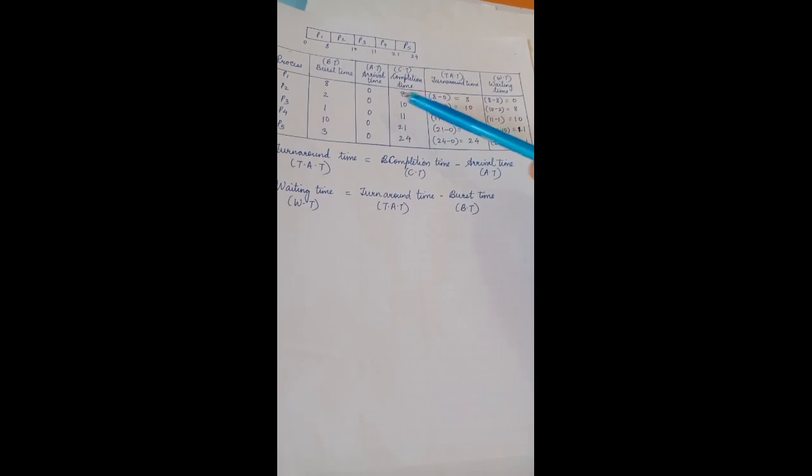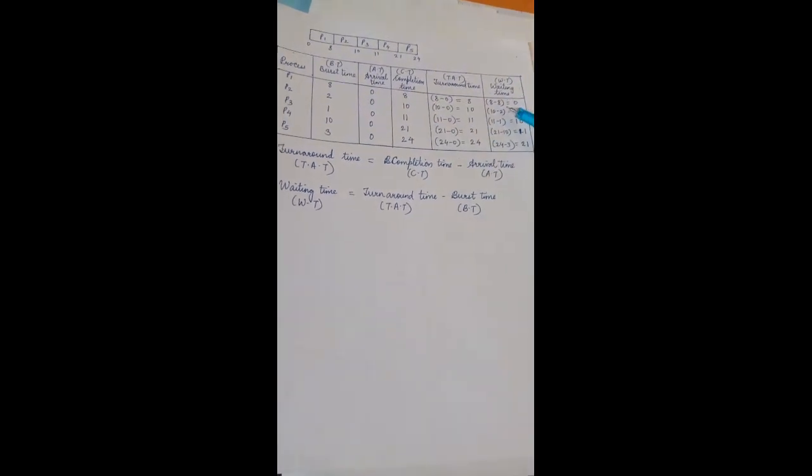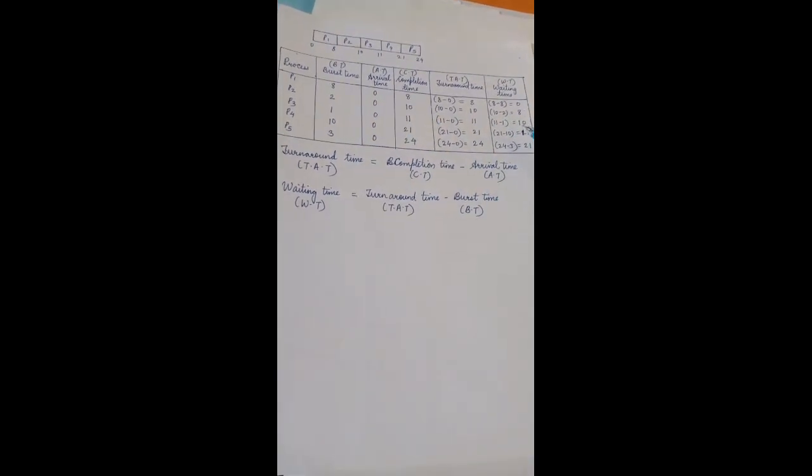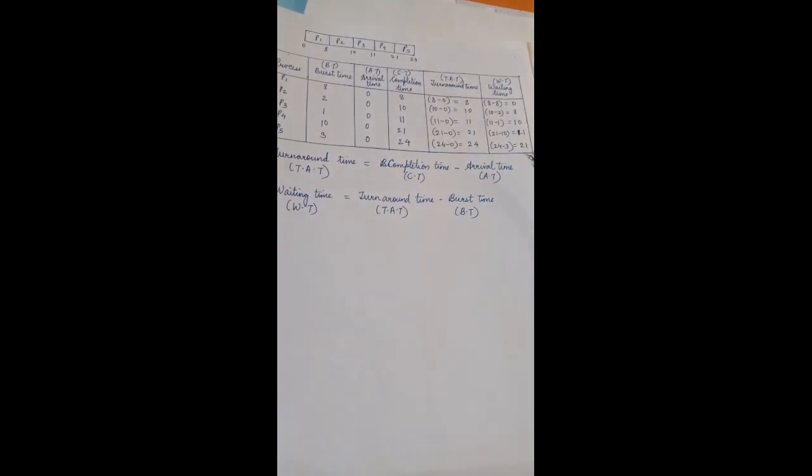To find waiting time, the formula is turnaround time minus burst time. Now let's find for P1. 8 minus 8 will give you 0. 10 minus 2 will give you 8. 11 minus 1 will give you 10. 21 minus 10 will give you 11. And last, 24 minus 3 will give you 21. So this is the waiting time for all the processes from P1 to P5.